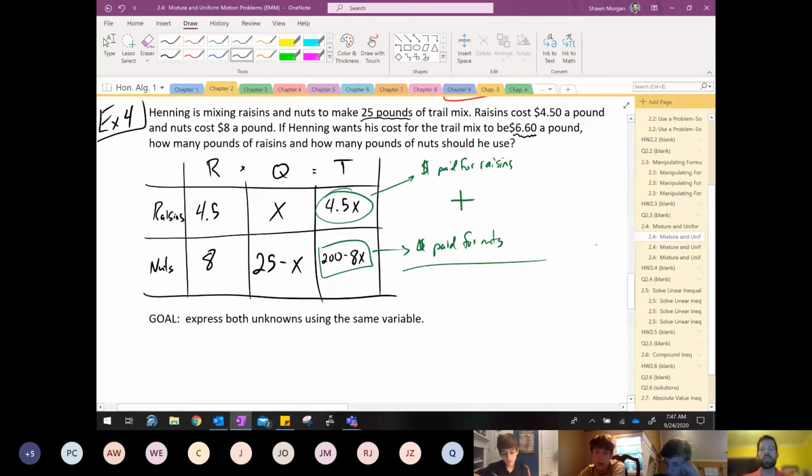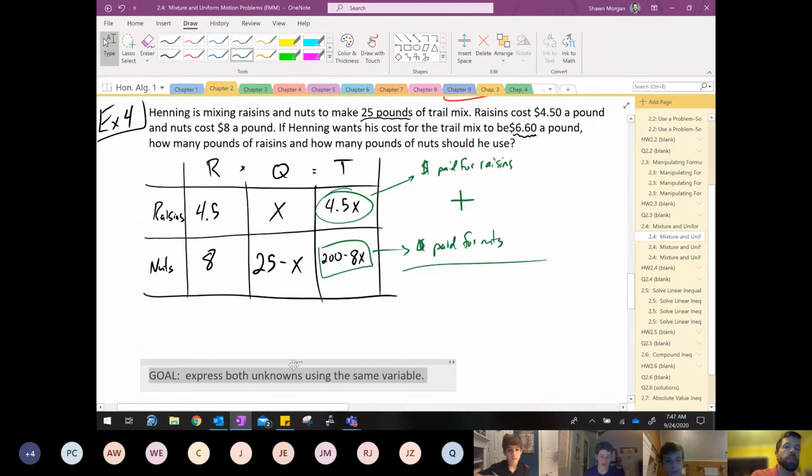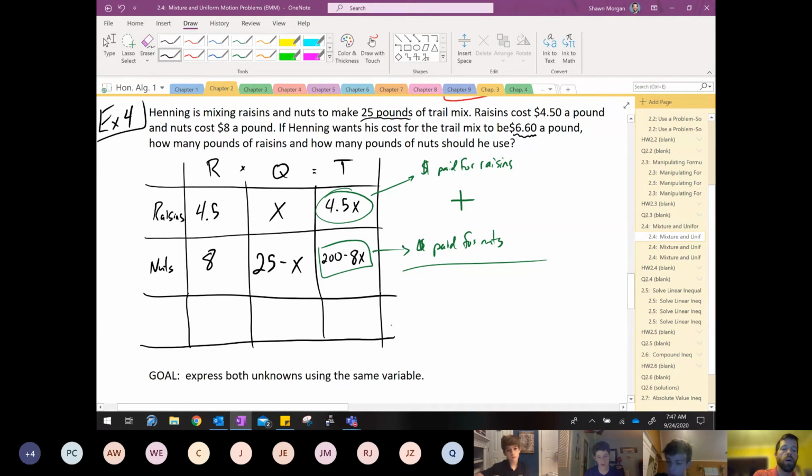Now, here's where you have to do a little bit of extra thinking. Should I just go ahead and set that equal to $6.60? Don't you dare set it equal to $6.60, because what is $6.60? It's only 1 pound. You have to have 25 pounds. Boom. 6.60 is a rate. Once in a while, like with this mixture problem, it is helpful to introduce an extra row for the whole mix.